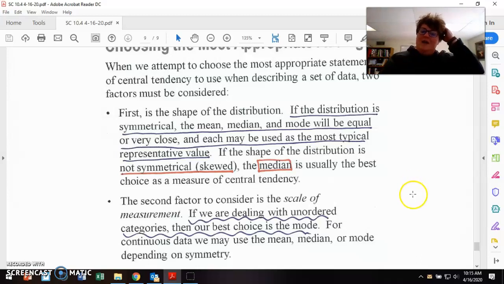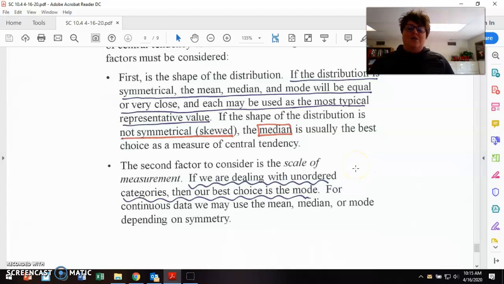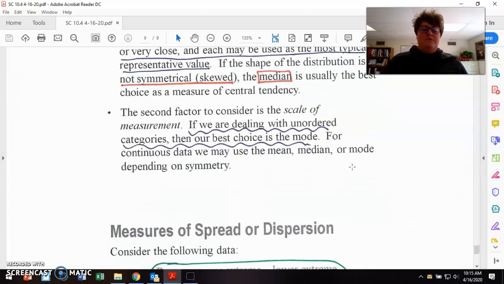The second factor to decide is if you're dealing with unordered categories, then you want to go with the mode. So if you're looking at eye color or things like that, you want to go with the mode, what happens most.